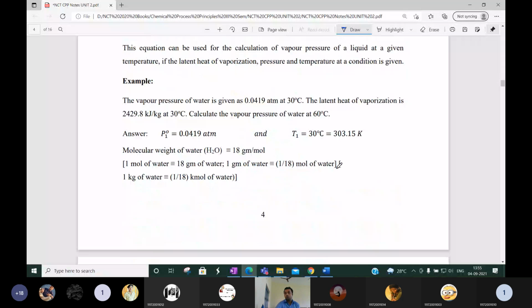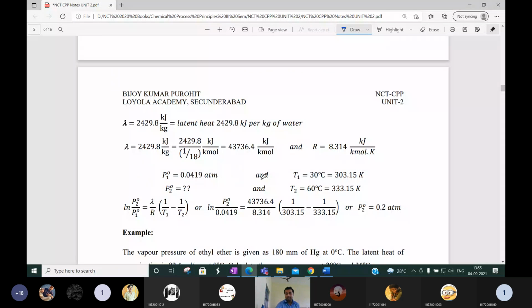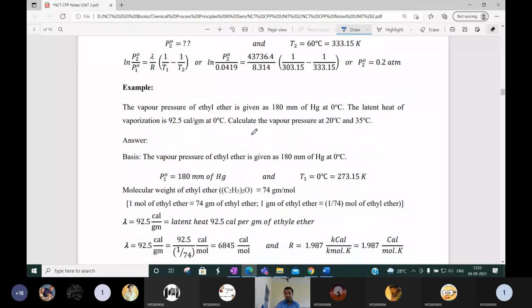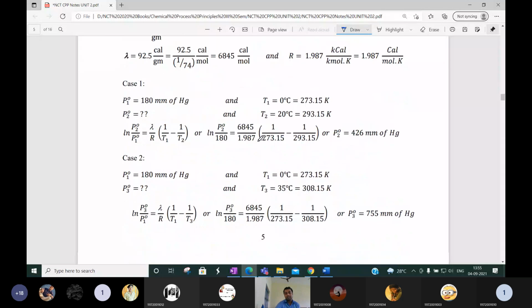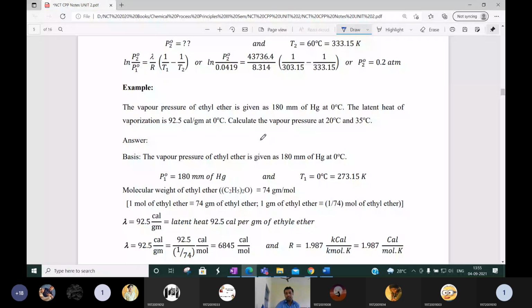Based on that, there are two numericals. One numerical I just discussed for water, how we validate, and another numerical is also there. That is your homework. The solution is already present. Please download the notes and read them. I will update the notes and you can download them by tonight, after 9.